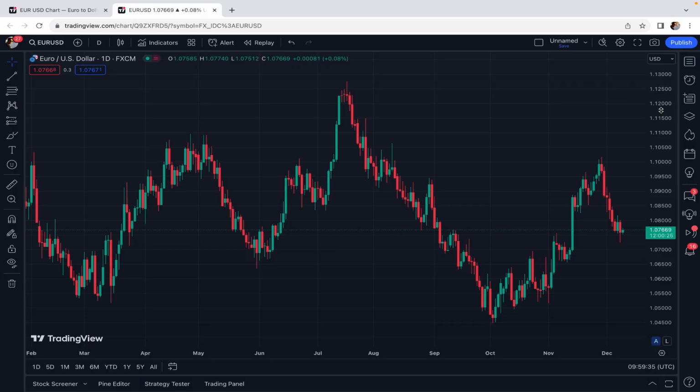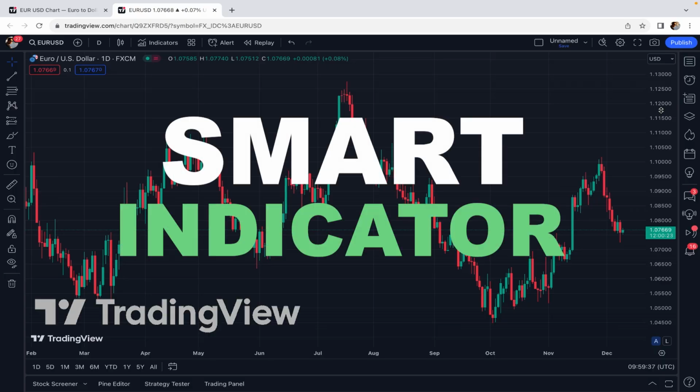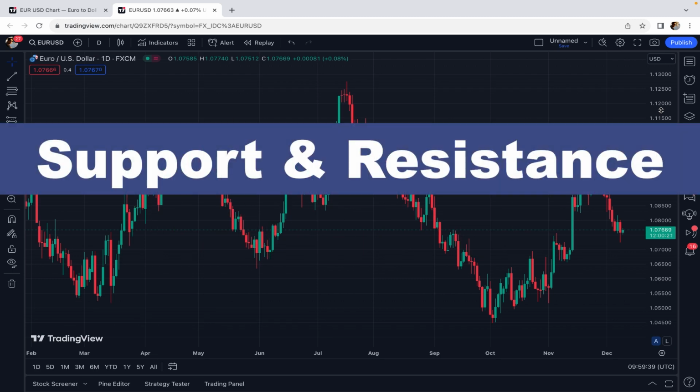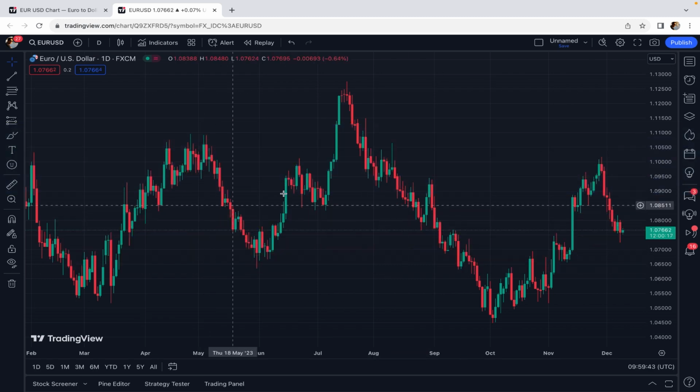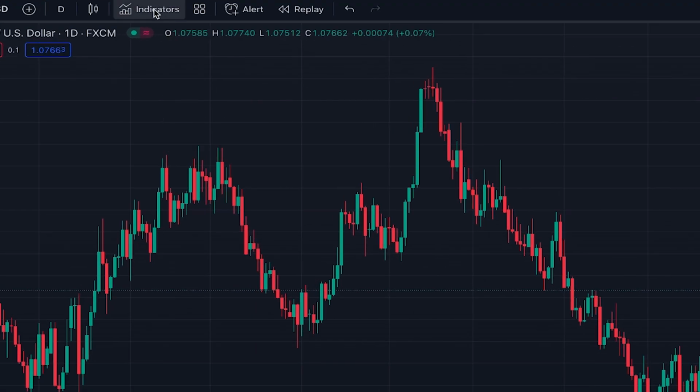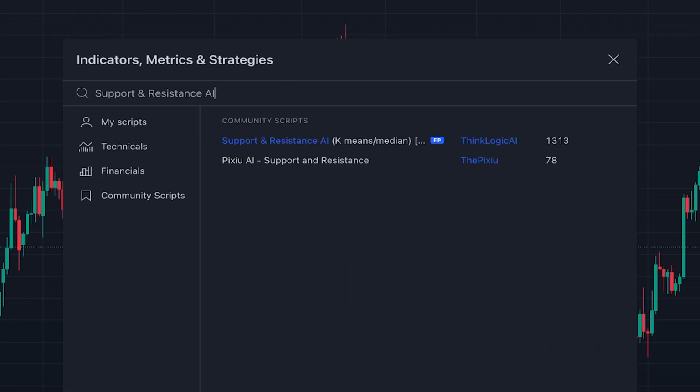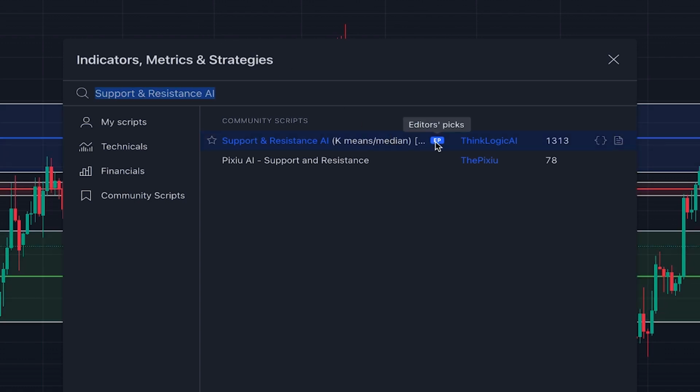In today's video, I want to introduce a smart indicator on TradingView that perfectly shows support and resistance levels on the chart based on artificial intelligence. To add this amazing indicator to our chart, here we click on indicators and we search support and resistance AI. This one, which is an editor specs indicator and written by someone named ThinkLogic AI.